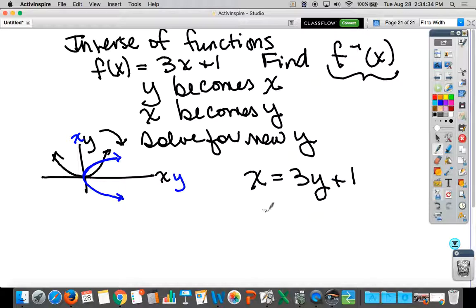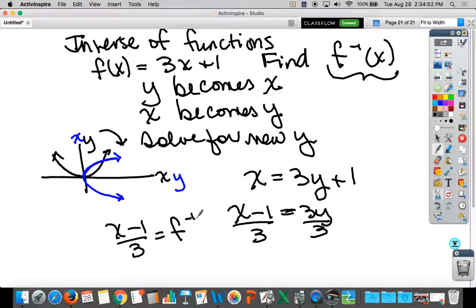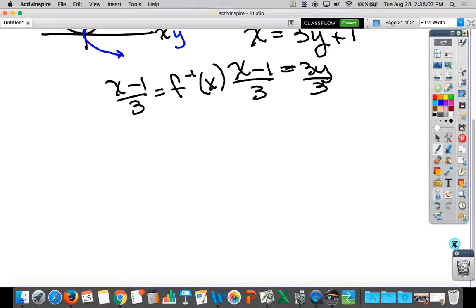How would I solve for this new y? X, what am I going to do? Minus 1, and then divide by 3. I don't want to leave it like that because I want to show that this is actually the inverse, so I have to write it with the inverse notation. Oh, come on, I was getting close. Almost. You were almost. All right, so I want you to try these.